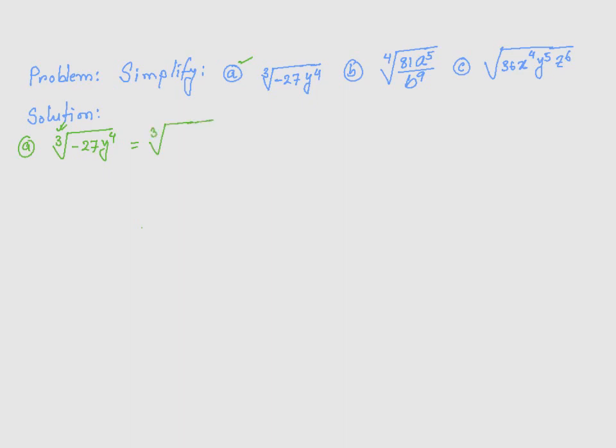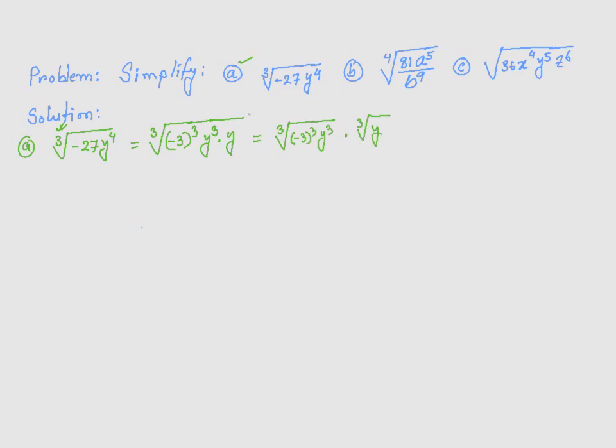Negative 27, by the way, is negative 3 whole cube. Now, y to the power 4, I could write as y cube times y, because y cube times y is y to the power 4, and y cube is a perfect cube. Now I could break it down into 2 by using this formula. Actually, let me write down the simplified version first, then I will show you the formula. Negative 3 cube, y cube, times cube root of y.